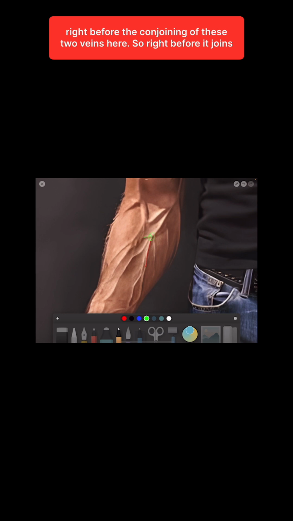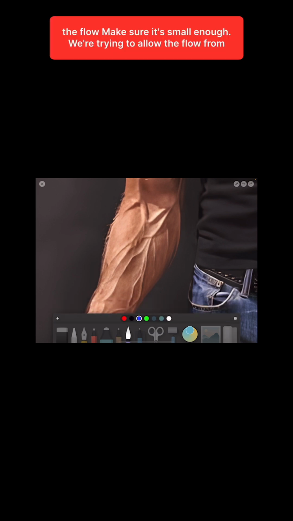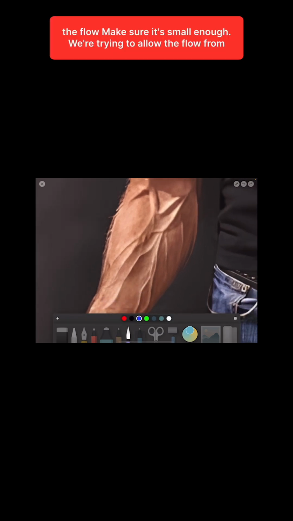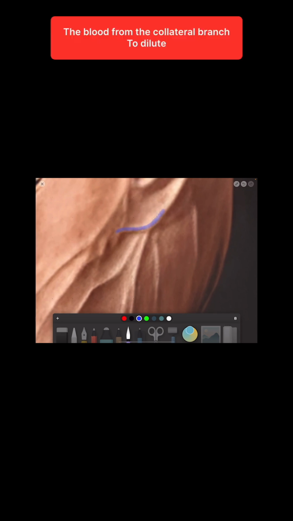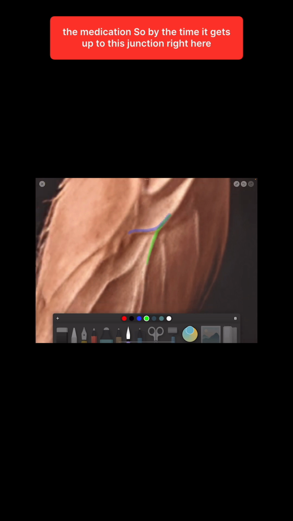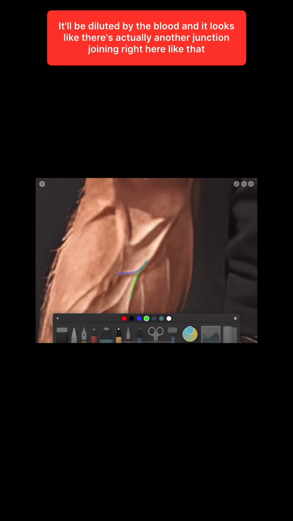So right before it joins, I tried to get my catheter tip to stop and exit right before that conjoining junction. And the reason why that's so important is we are trying to allow the flow, from the collateral branch, to dilute the medication. So by the time it gets up to this junction right here, it'll be diluted by the blood.